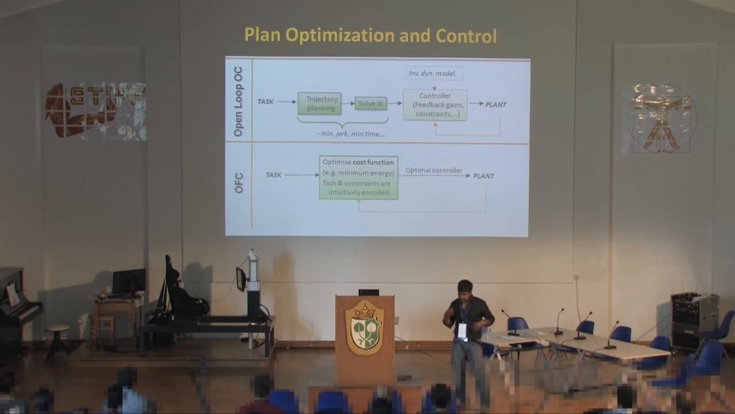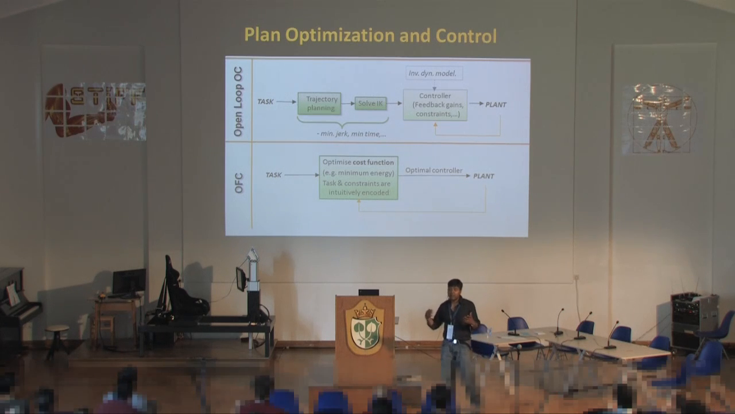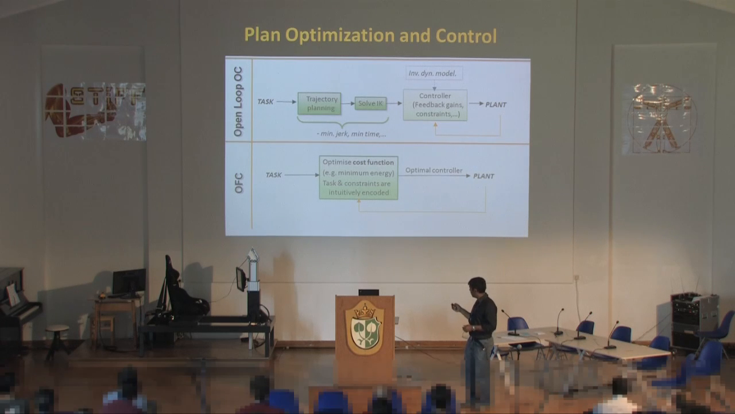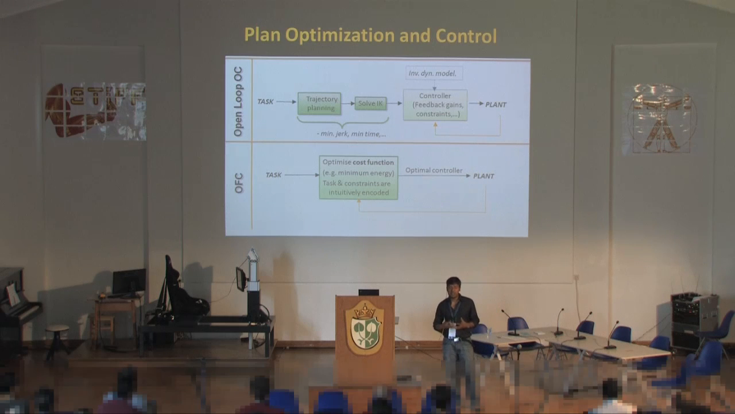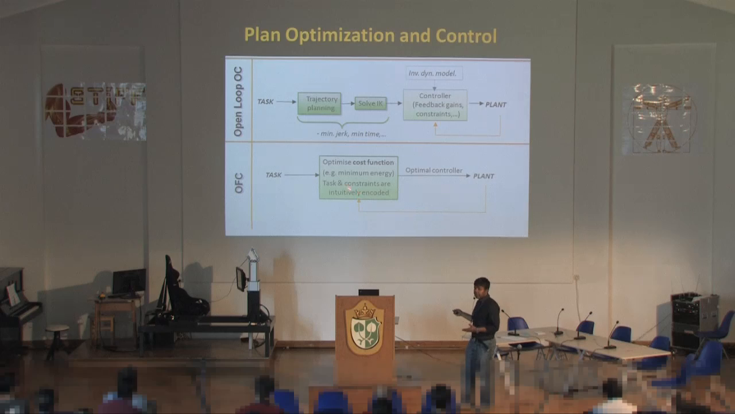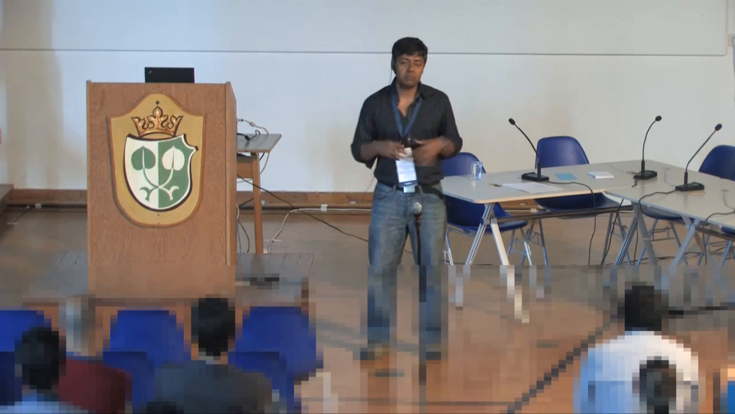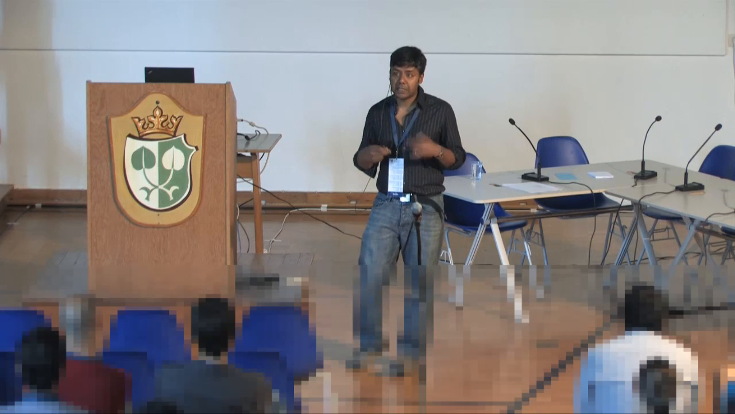Okay, so again, as a basic fundamental tutorial about what planning and optimal feedback control is, you can think of it as a little cartoon like this, where open loop control typically separates the task of planning, or the trajectory planning. So given a task, you have a trajectory planner, you solve some inverse kinematics based on some optimization criterion, and then generate commands based on either an inverse dynamics model or a combination with feedback commands. And this you've seen many times in the talks earlier. As opposed to that, an optimal feedback controller combines the optimization with the actual planning. So you optimize a cost function so the planner and the dynamics are not separate. So you'll see later on that this helps you in really exploiting the natural dynamics of the system.